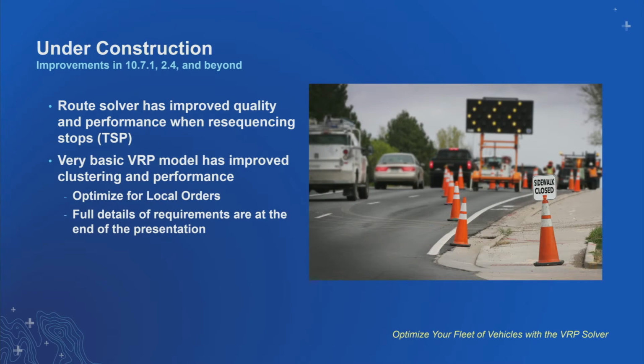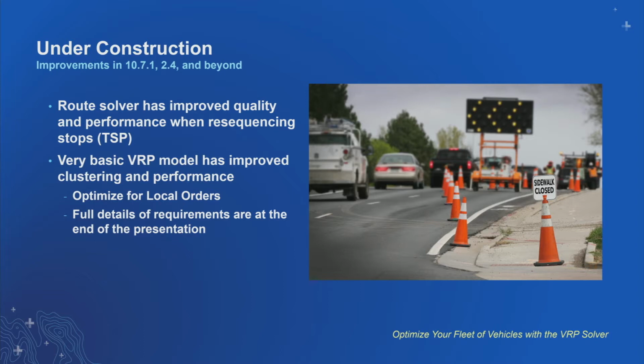So we've been making improvements to our VRP algorithm, and we wanted to share with you some of the improvements that we've completed. So within our route solver, we've improved the quality and performance when you're resequencing those stops. So that's called the traveling salesman problem, and is essentially a single route VRP problem. Within our VRP algorithm, we've also improved a basic version and are working on expanding those capabilities. But since we've got a working portion of it done for this basic one, we wanted to be able to get that out to the users as soon as possible.